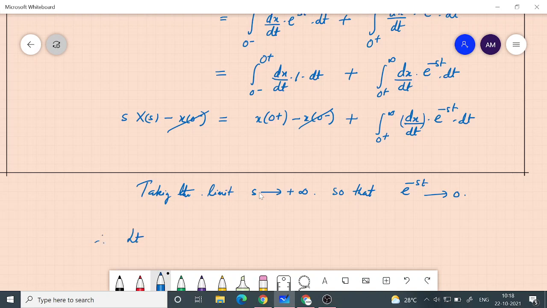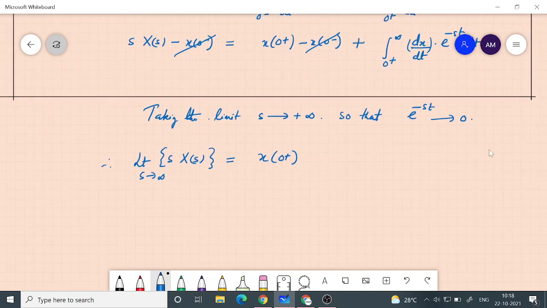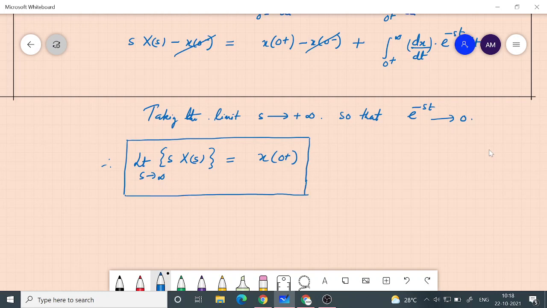So therefore, limit s tends to infinity, s into x of s is equal to x of 0 plus. So this is what we call the initial value theorem. Now you look at this expression. What does it say? It says that given x of s, I can find out the initial value. What I need to do is just multiply the given x of s with s and then take the limit s goes to infinity. That's all we need to do.